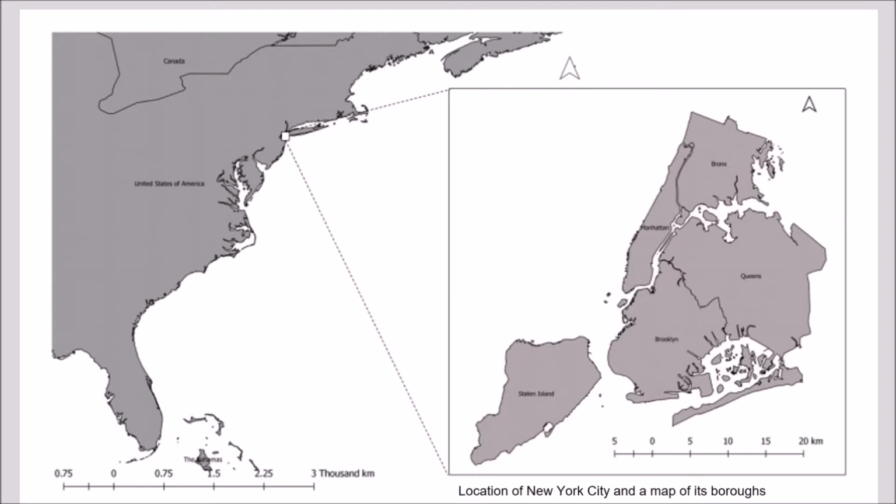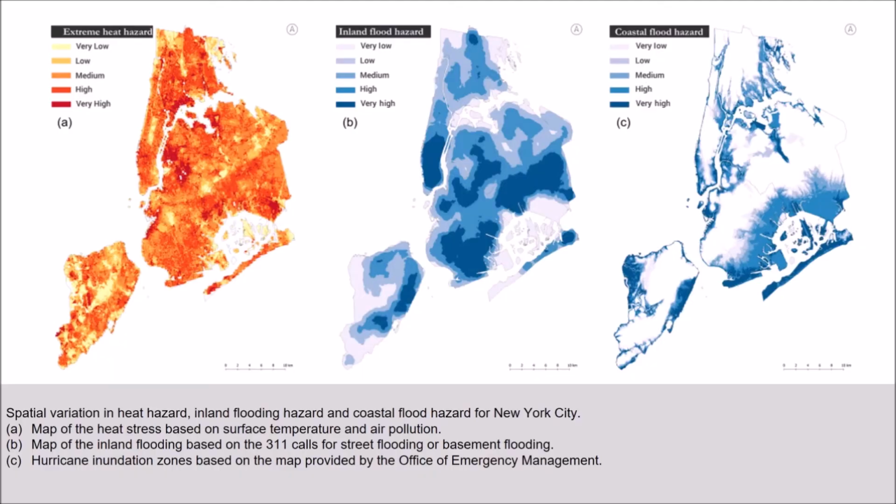As you can see here, the city of New York has assessed the hazards in terms of extreme heat hazard, inland flood hazard, and coastal flood hazard. That means hazard assessment has been done based on various parameters, that is heat and flood, both for inland as well as coastal, and it has been mapped.